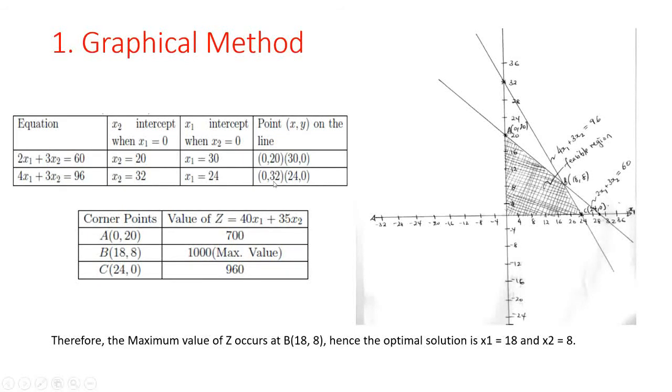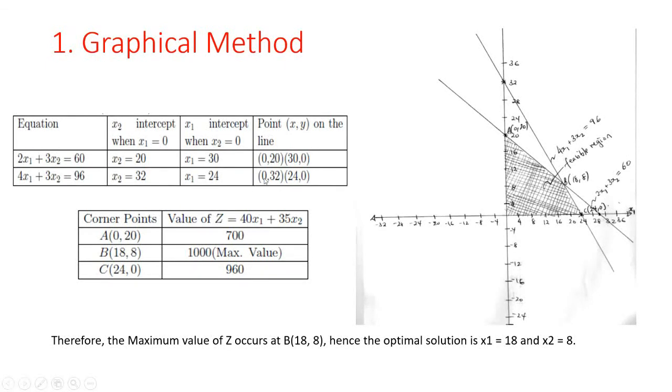So we put all these points into the graph with axes x1 and x2. For the first equation, the point 0 comma 20: x1 is 0, so here we mark 20. The second point is 30 comma 0, so x2 is 0 and 30 is here. Okay, so this is a straight line for the equation 2x1 plus 3x2 equal to 60.